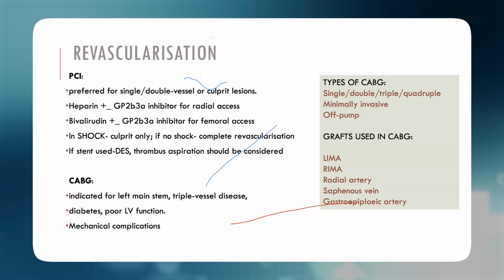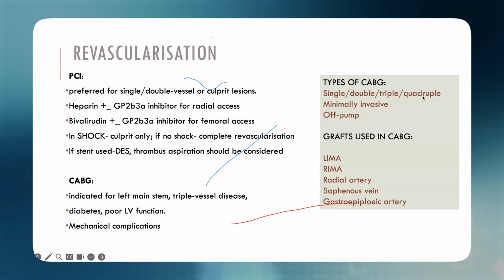CABG is indicated for left main stem or triple vessel disease. Very rarely patients are sent after ACS. In diabetes or poor LV function, and in mechanical complication, obviously you will have to send, like ventricular septal rupture or acute MR. Those cannot be corrected by transcutaneous routes. Types of CABG, if somebody is interested, I will elaborate more.